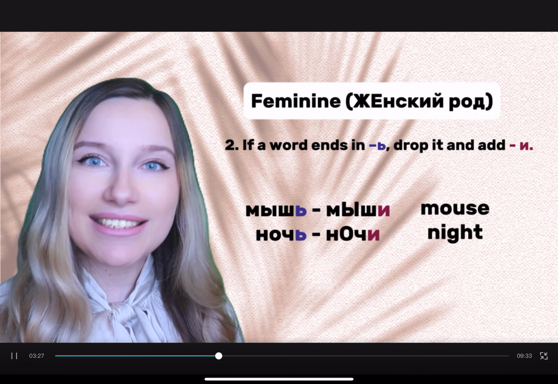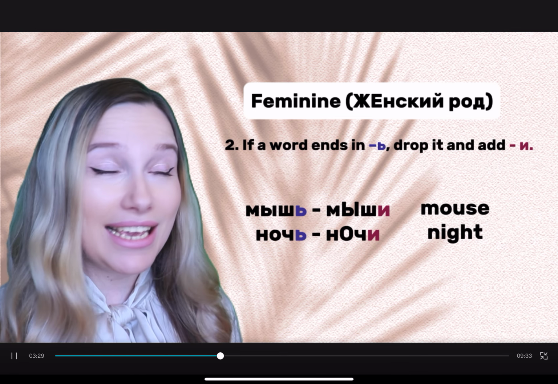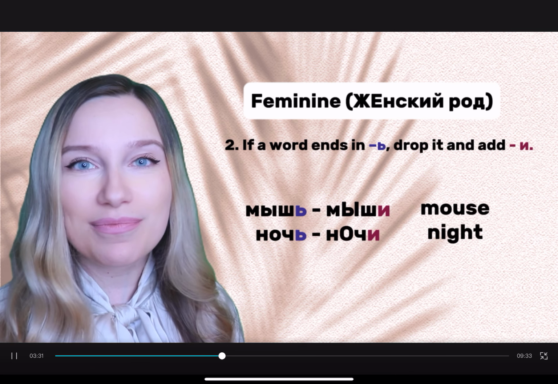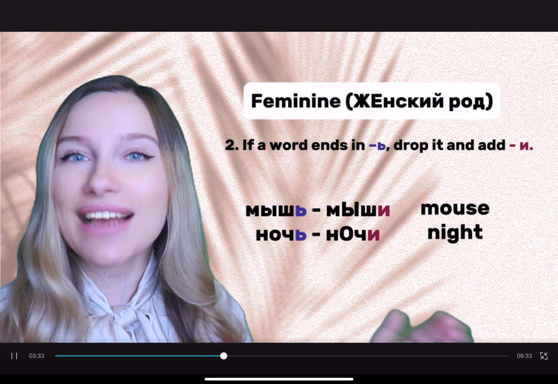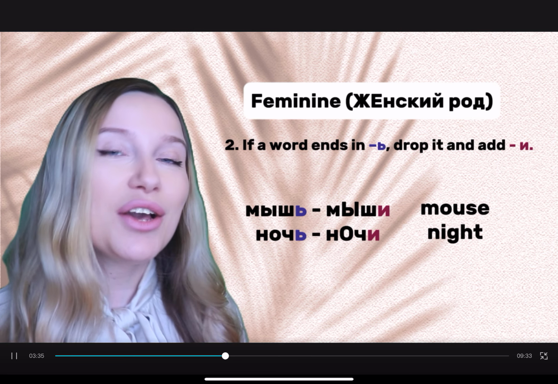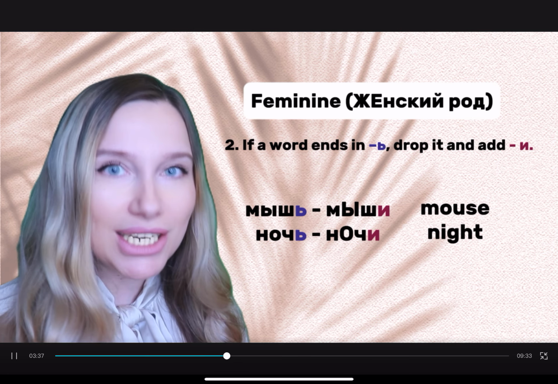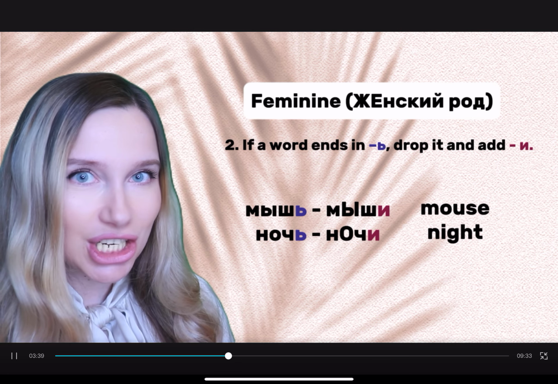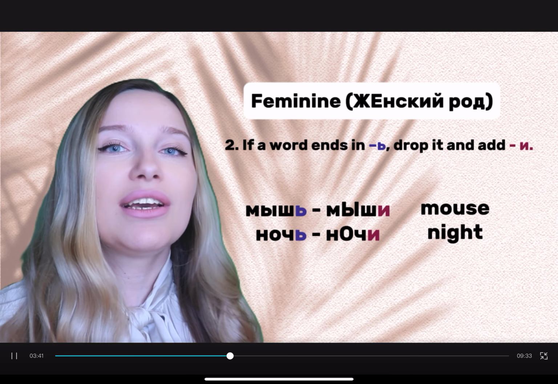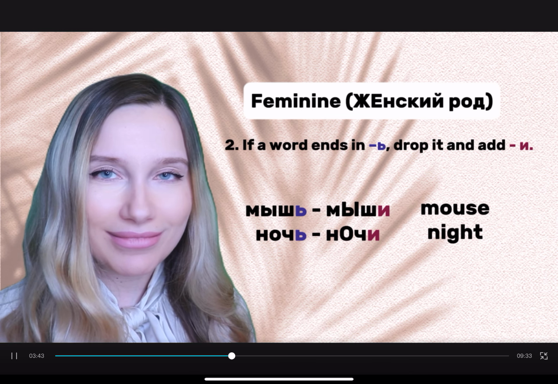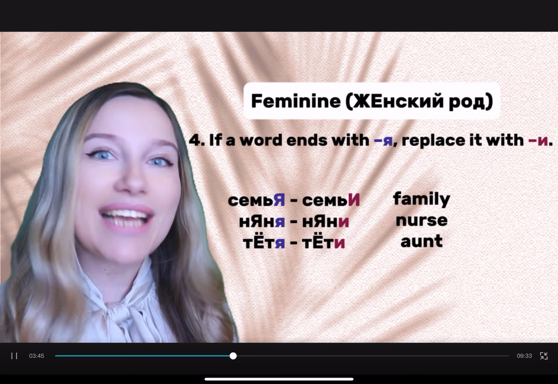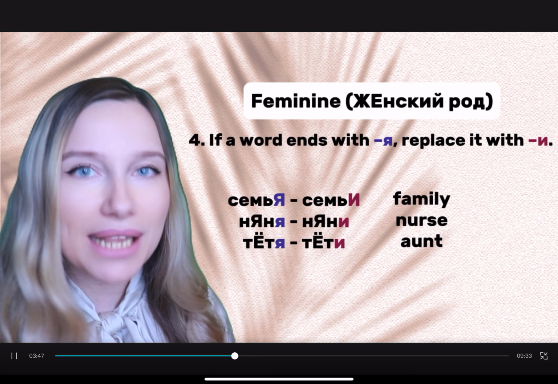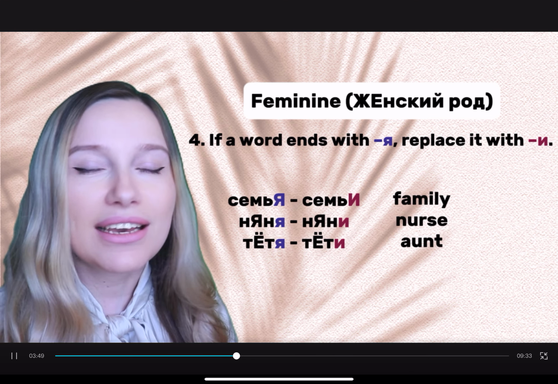If a word ends in the soft sign, it's easy peasy. Just drop this soft sign and add the letter И. For example, мышь, мыши, ночь, ночи. Good job. If a word ends with я, replace it with the letter И.